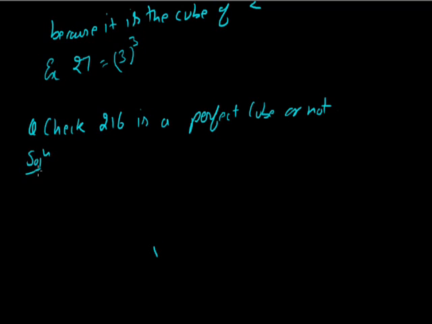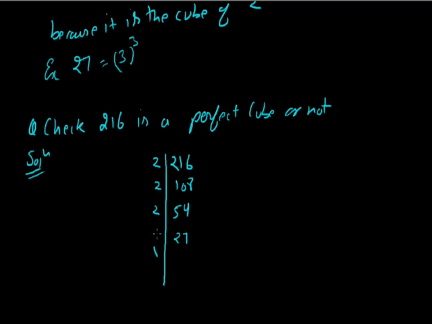Let's see the solution, how we can check whether the given number is a perfect cube or not. Simply we have to prime factorize the number. 216 is our number. Now we prime factorize 216. We start dividing by 2. 216 divided by 2 we get 108. 108 divided by 2 we get 54. 54 divided by 2 we get 27.